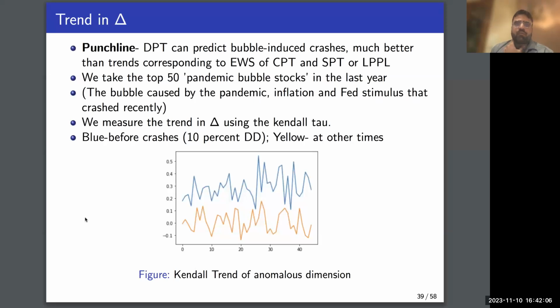And there's a whole bunch of them, and so the main punchline here is that the theory of dynamical phase transitions could predict these bubble-induced crashes much better than the early warning signals of critical or stochastic phase transitions, or possibly even LPPL, right? And so we took the top 50 pandemic bubble stocks, and we actually measured the trend in the anomalous dimension using the Kendall tau trend coefficient, when crashes were defined as 10% drawdown. So you see that before the crashes, you see a very strong trend in the anomalous dimension, whereas at other times there is no trend in this anomalous dimension.